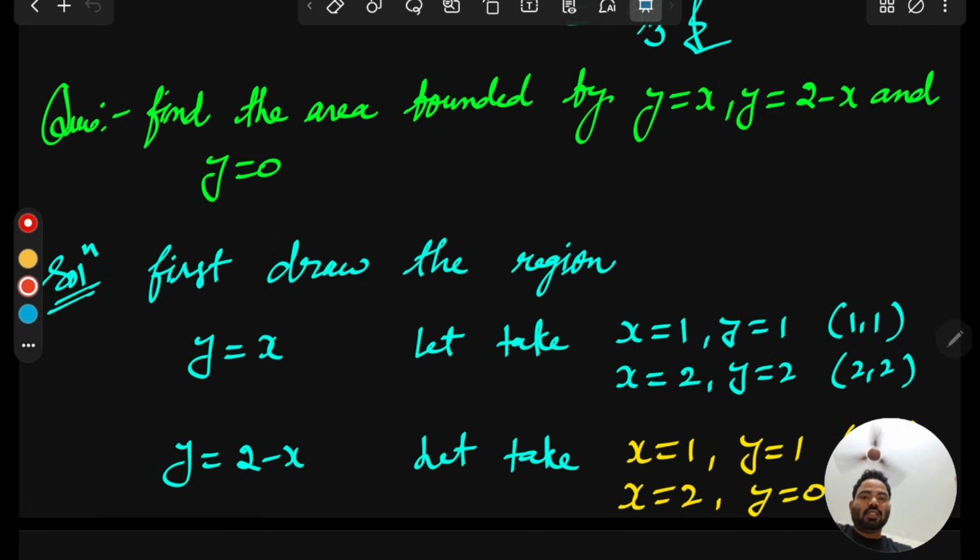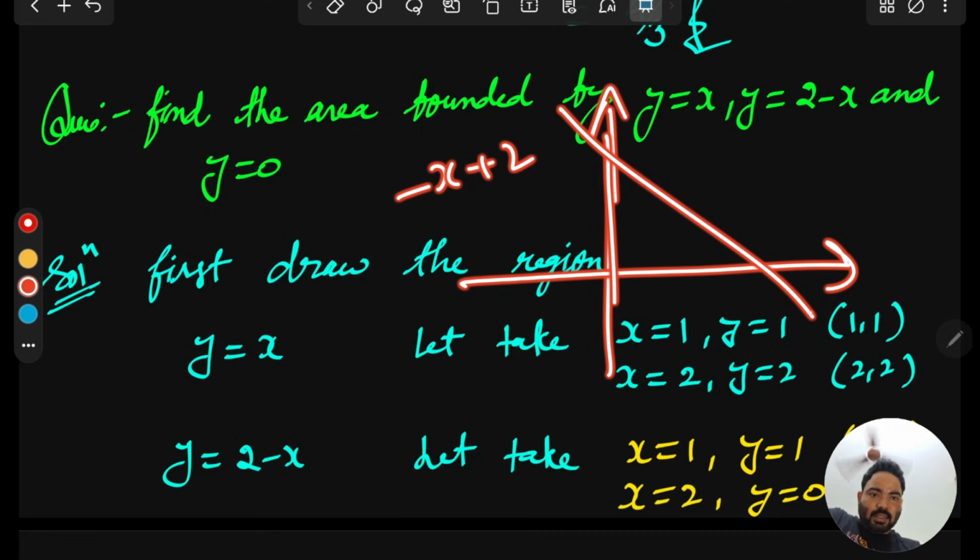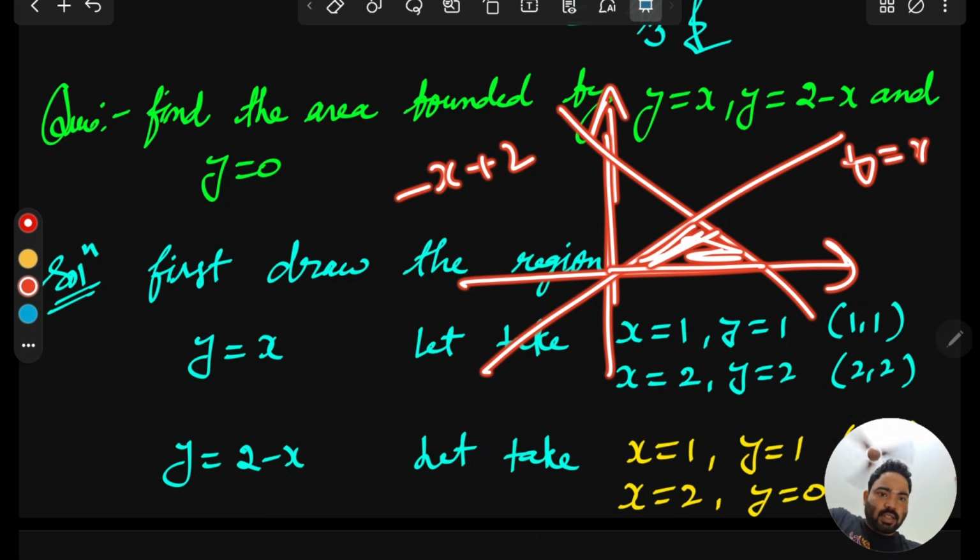Now let's move on to the double integral part. See how you can solve by the double integral. First just draw the region, and let's see how we can solve. So y equal to minus x plus 2 is like this, y equal to x line is this, and y equal to 0 is this. And if you solve y equal to x and y equal to minus x plus 2, you will get the intersection point. This is 1 comma 1.